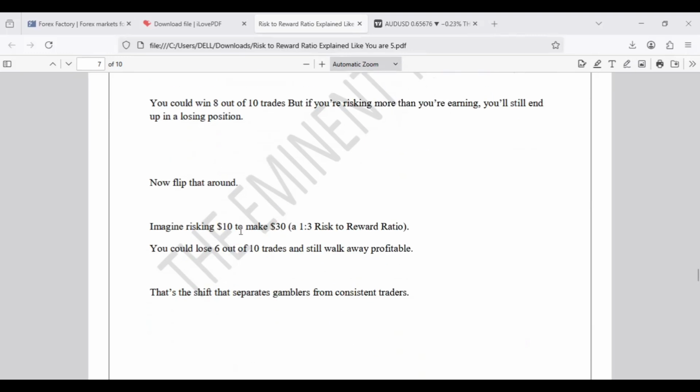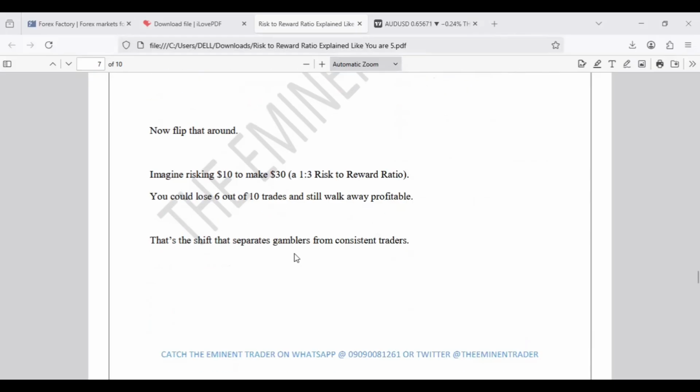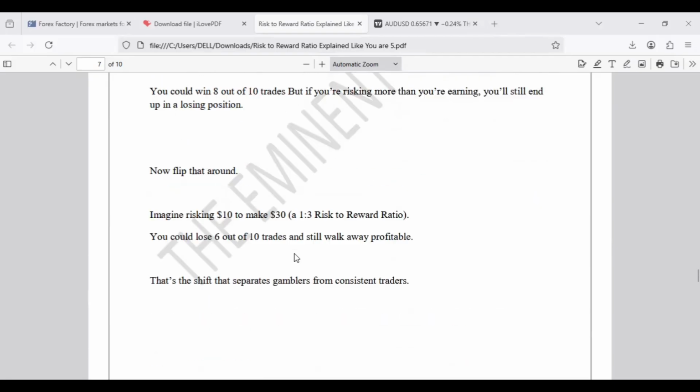Imagine you are risking $10 to make $30, 1 to 3 risk to reward ratio. You can still lose 6, 7 trades out of 10, and you still be profitable. And that is the shift that separates gamblers from consistent traders.